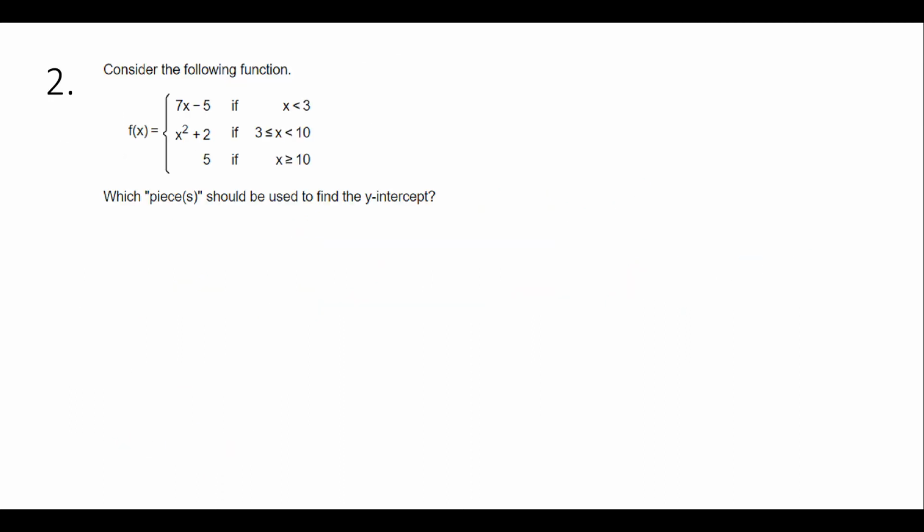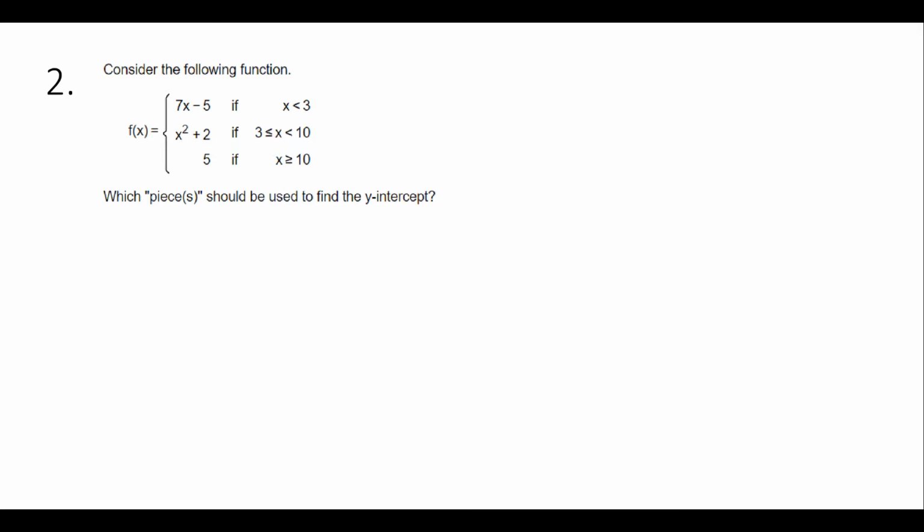This problem is giving us another function f of x. This one happens to have 3 pieces. So how do we read these 3 pieces? If my x is below 3, I'm going to use this definition. If my x is between 3 and 10, I'm going to use this definition. And if my x is bigger than 10, we're going to use this definition here. So the problem is asking us which of the pieces I'm going to use to find the y-intercept.